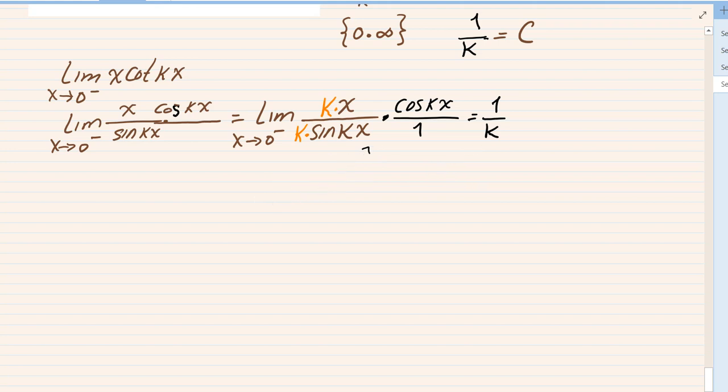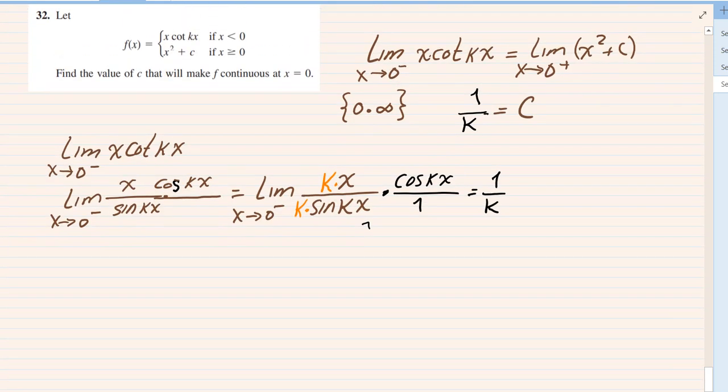So c is going to be 1 over k. And the question said find c, right? Find c, so that the function is continuous at that point. The answer is c equal 1 over k. Let's take a look at another example.